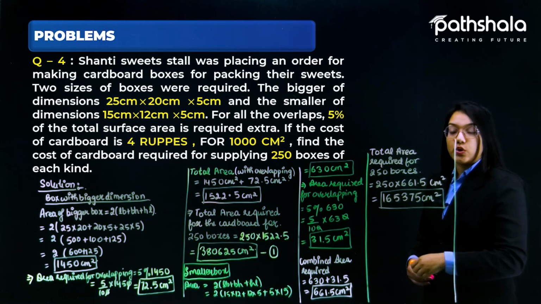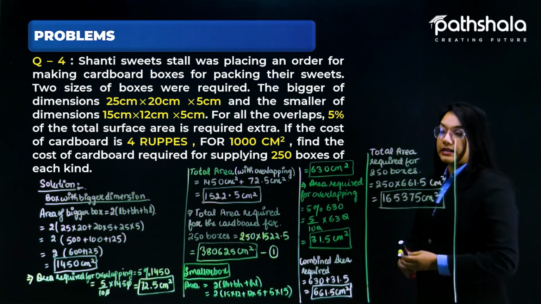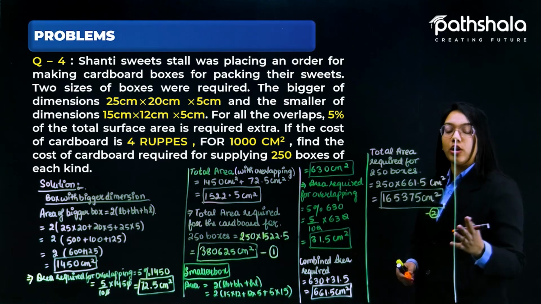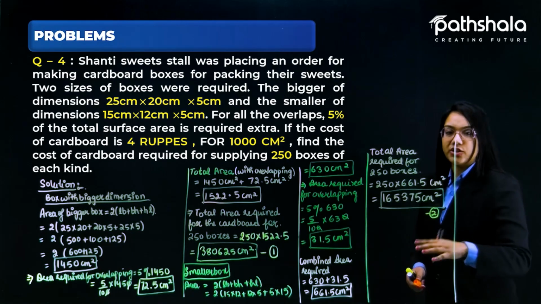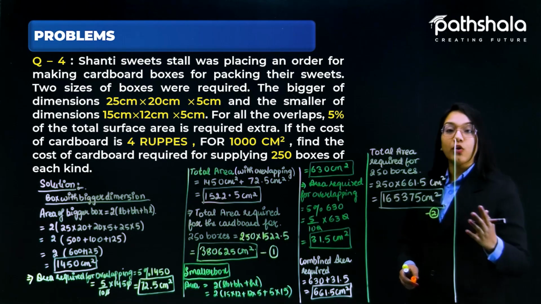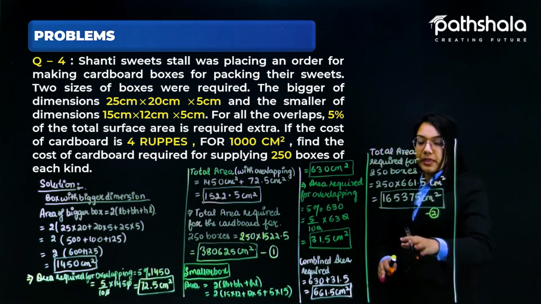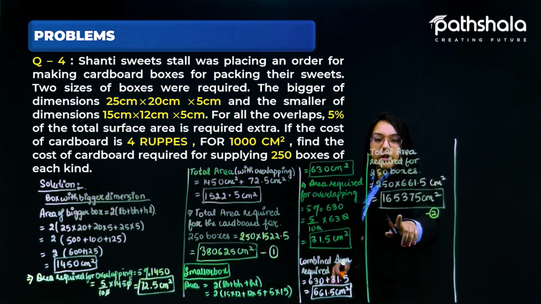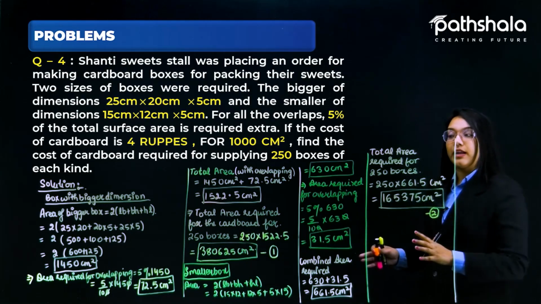So hence at the end we have calculated the two areas, that is the area which is required for the bigger box and the area which is required for the smaller box, or a box with the smaller dimension. Now let's move on further and talk about their cost, because we have to find out the cost of the cardboard which is required. So at the end we have this as 165,375 centimeter square.